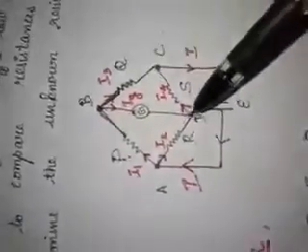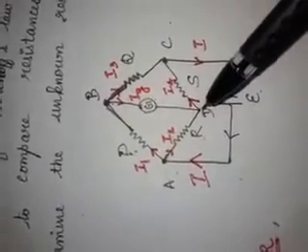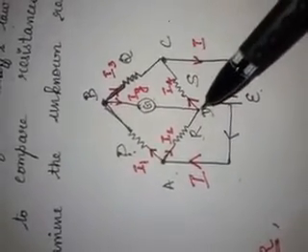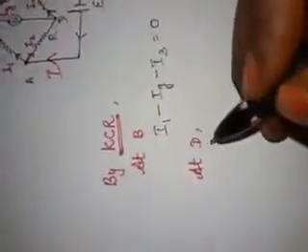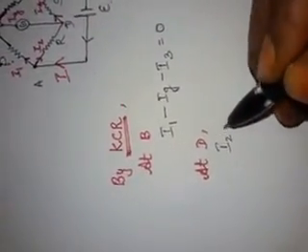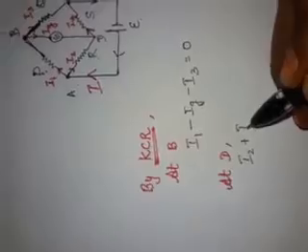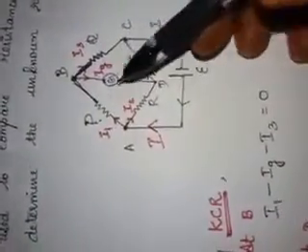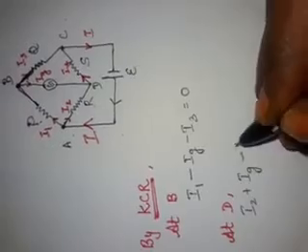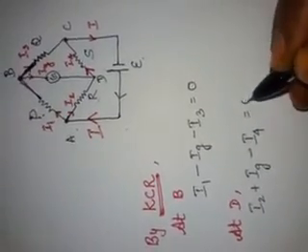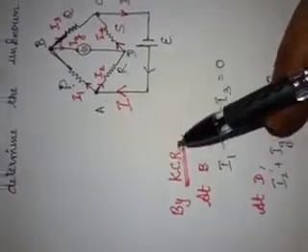At junction D, what happens here? I2 is flowing towards D. Ig is flowing towards D. And I4 is flowing away from D. Therefore, I2 plus Ig, because both are flowing towards D, minus I4 is equal to 0. So these two are according to Kirchhoff's current rule.